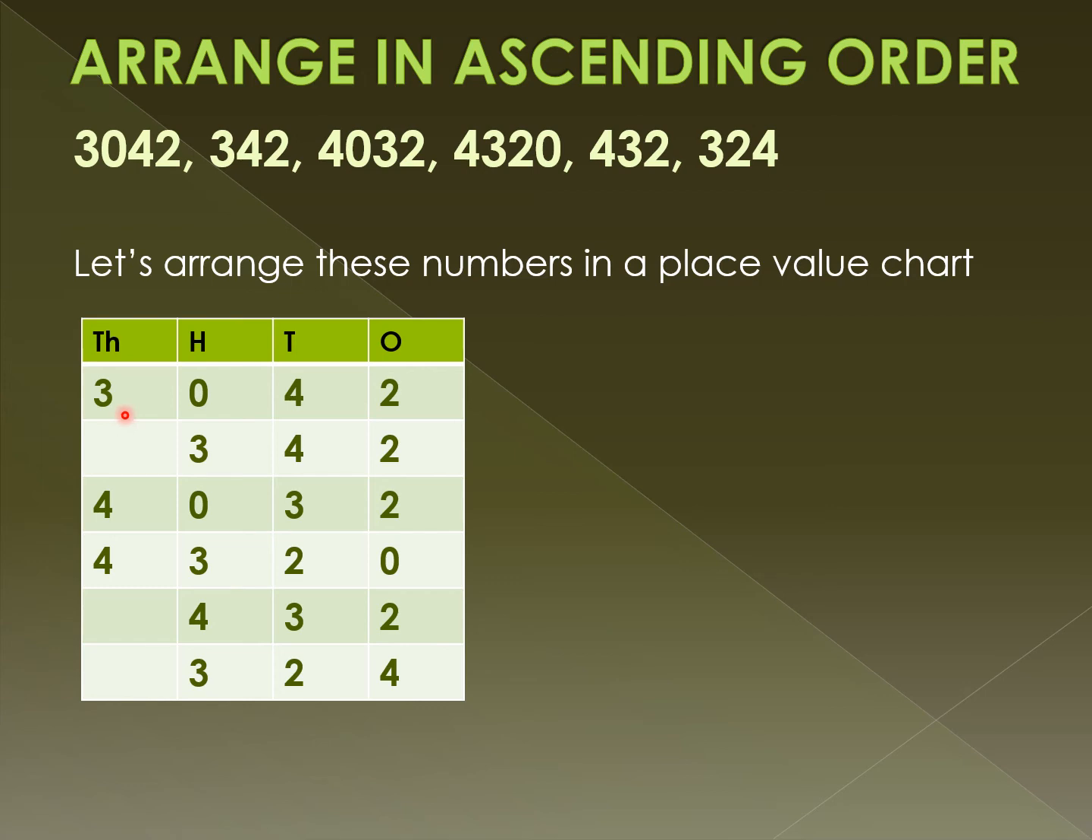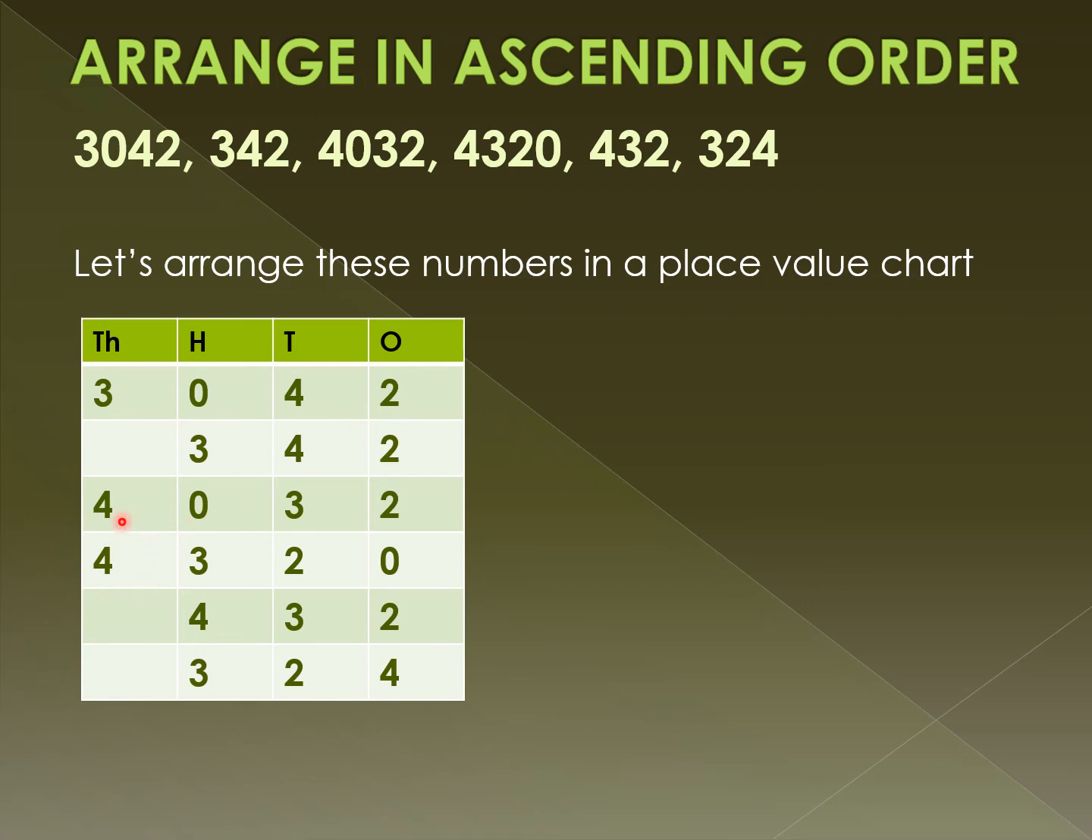Then we have three numbers remaining, which are in the thousands place. We have 3042, 4032, 4320. Let's compare the thousands place. Here we can clearly see that 4 and 4 are equal and 3 is smaller. So our next number will be 3042. We are left with two numbers now.